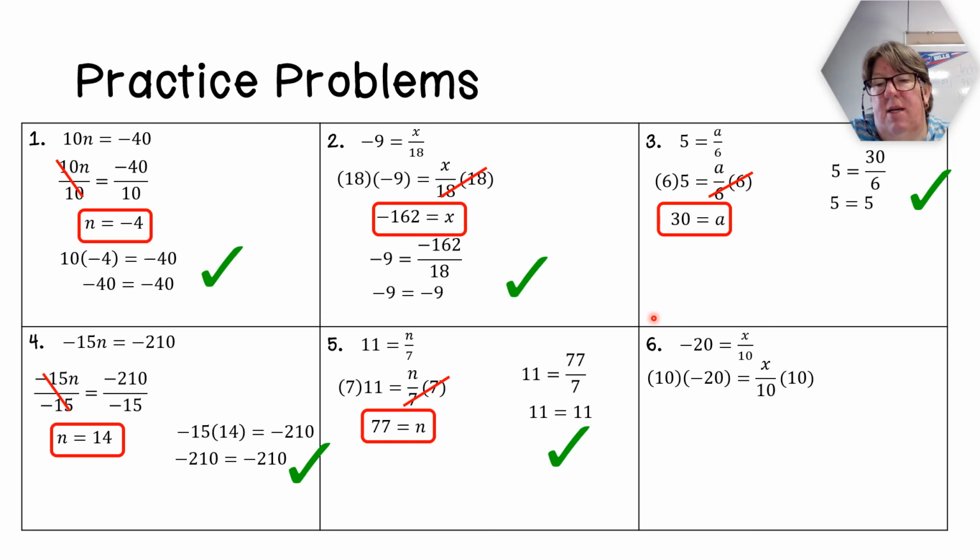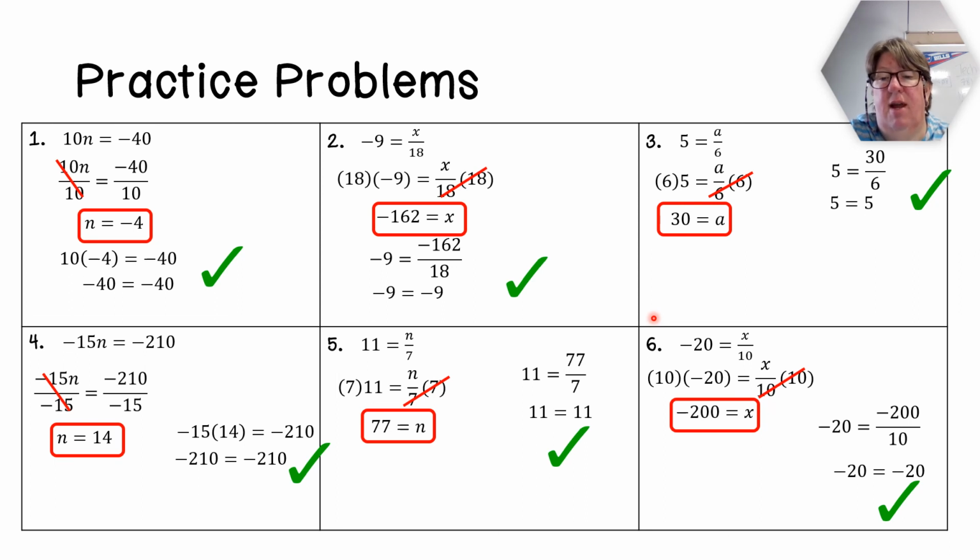So I have 10 times negative 20 is equal to x divided by 10 times 10. We know that 10 divided by 10 is a 1. So we get negative 200 is equal to x. We plug that into the original equation. We simplify and we get a true statement. So we know that x is in fact negative 200.